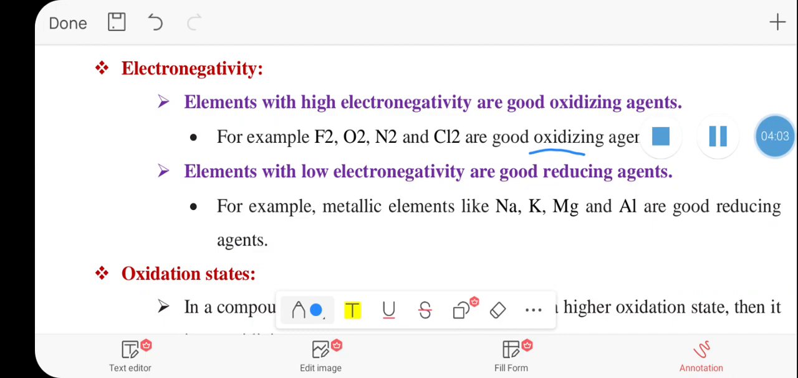Whereas elements with low electronegativity are good reducing agents. ኤሌክትሮኔጋቲቪቲያቸው ሎ የሆኑ ኤሌመንቶች they are good reducing agents.